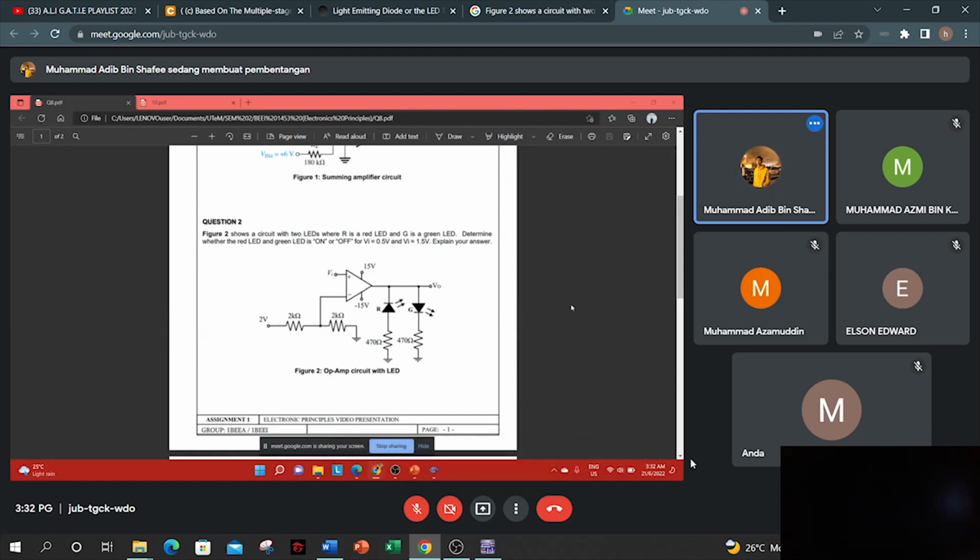I want to answer question number 2, which is to determine whether the red LED and green LED are on or off for V input 0.5 and 1.5. I want to explain my answer after this.